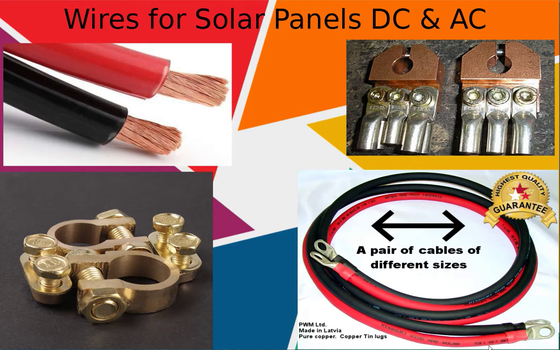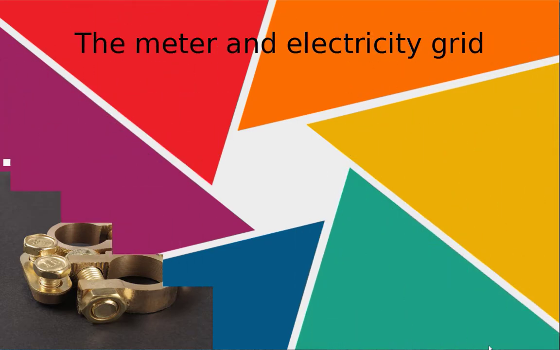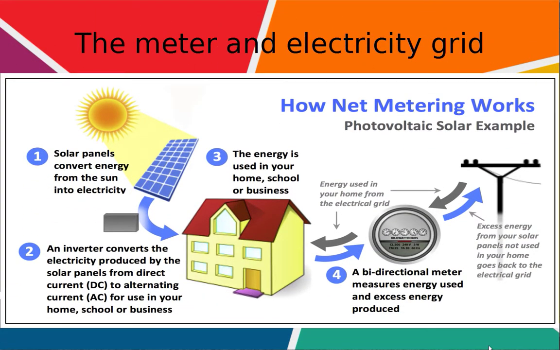The meter and electricity grid. Depending on how your hybrid system is set up and whether your utility allows it, once your batteries are fully charged, excess solar power not required by your appliances can be exported to the grid via your meter. When your solar system is not in use, and if you have drained the usable power in your batteries, your appliances will then start drawing power from the grid.